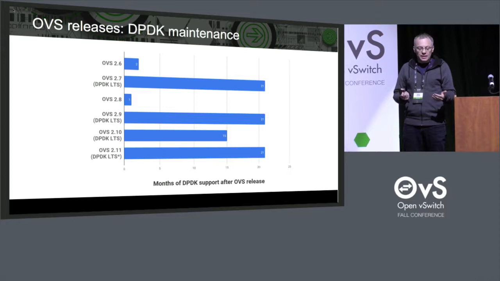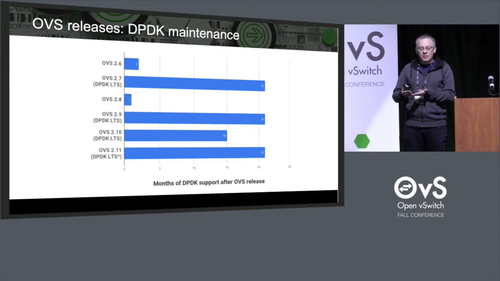We can see when we used an LTS in 2.7, it was a few months after the DPDK release, so 3 months later, but we could get almost 2 years support. And we can see the trend that where DPDK LTS wasn't used, there was very short support time. So 2.8, literally 1 month later, so by the time people had untarred the OVS release, the DPDK was already out of maintenance.